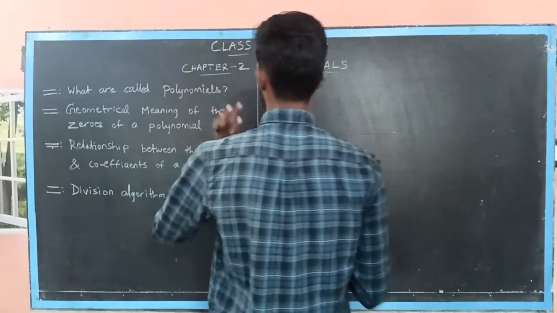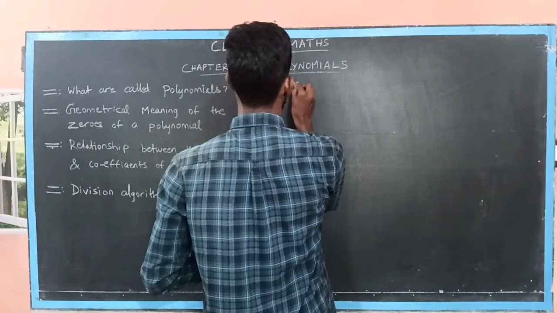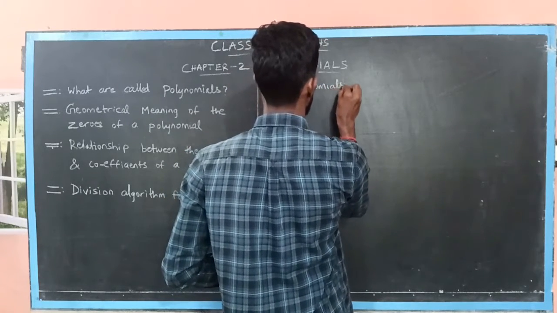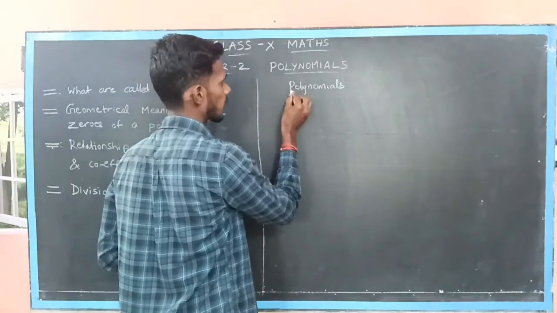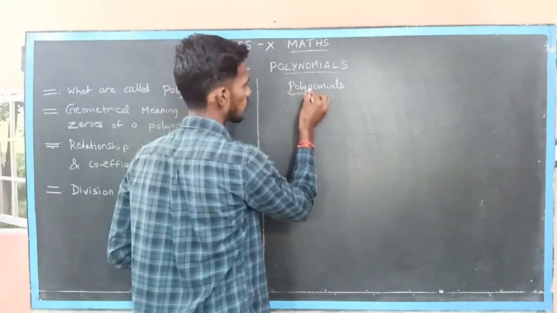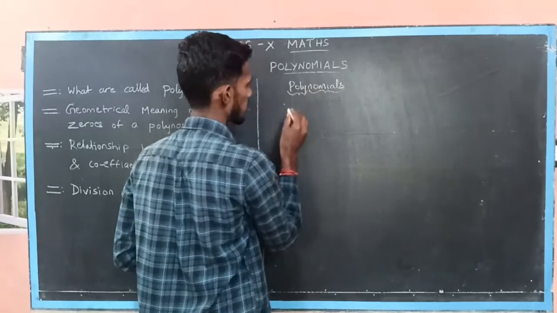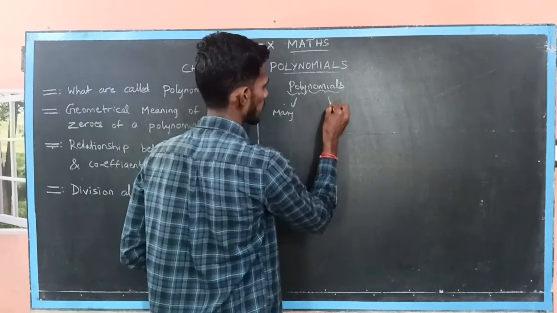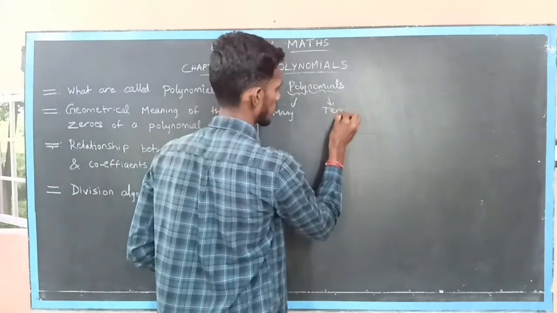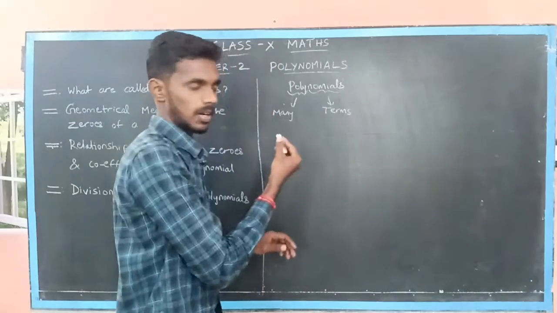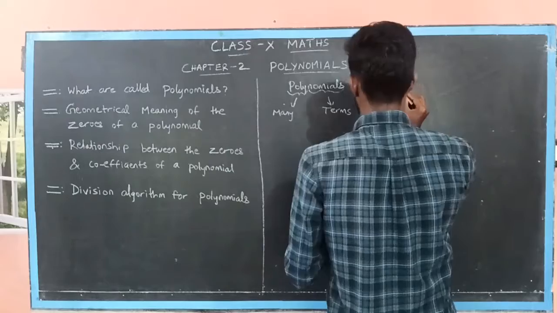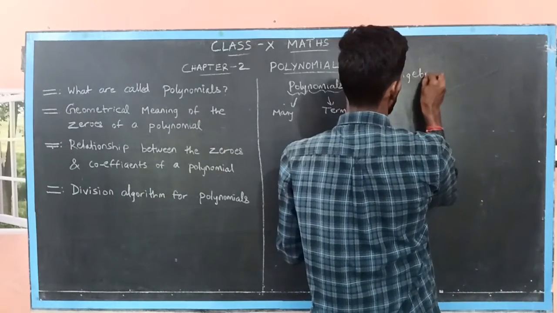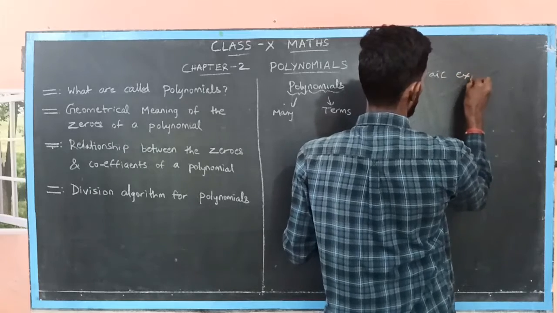First, let us see what are called polynomials. The word polynomial is split into two, poly and nomial. Poly means many, nomial means terms. The terms are combined to form an algebraic expression.